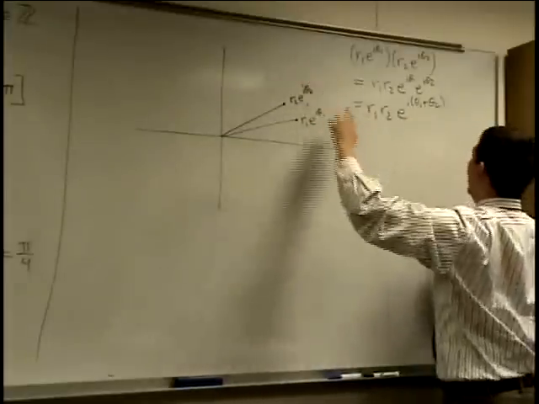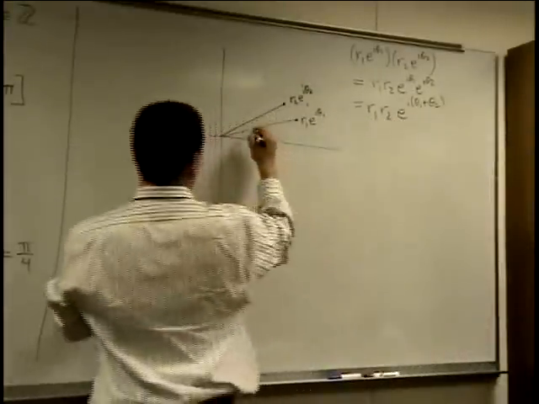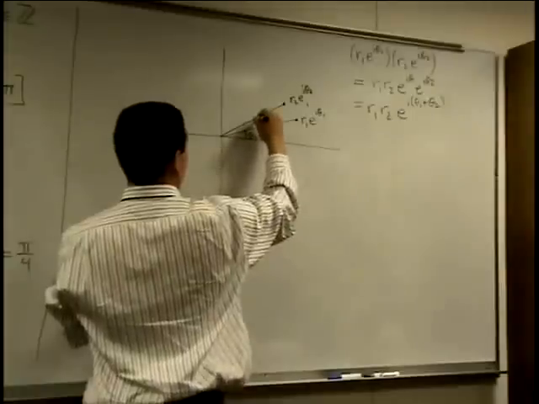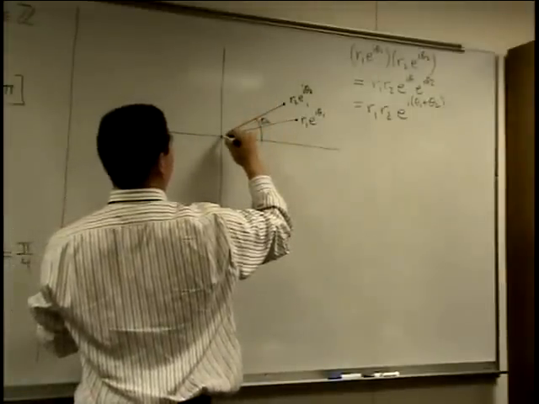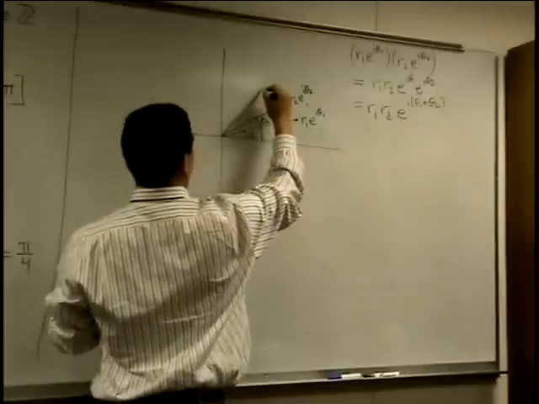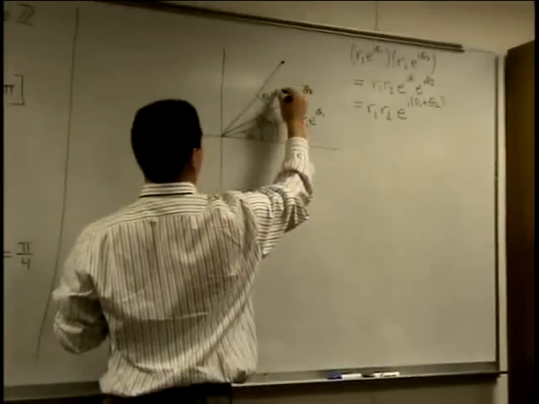And where is it, right? What's the angle? You just add the angles. So here's theta 1, there's theta 2. If you add the angles, you're going to get somewhere like there. There's theta 1 plus theta 2.